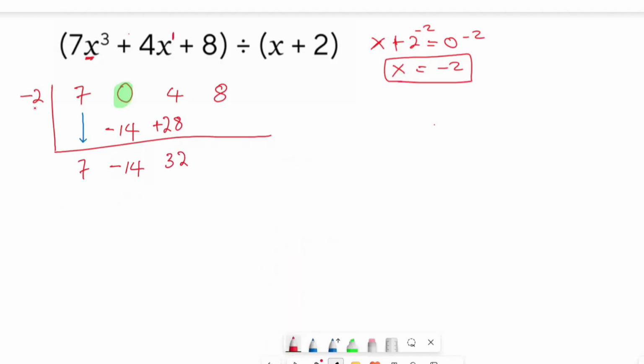And then we're going to multiply -2 times 32. That's going to give us -64. And then we add -64 to the 8, and we're going to get -56. What this really means is that these would be our coefficients, and this is our remainder, right?